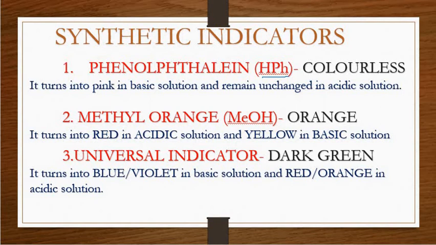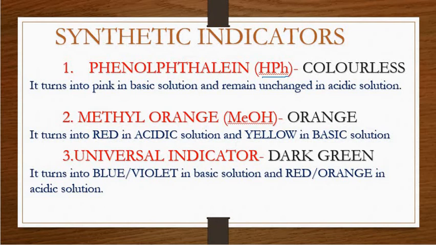Whereas methyl orange is orange in color. Sometimes you will see methyl orange yellow in color also in the laboratory. When methyl orange is put in an acidic solution, it becomes red in color. Whereas when you put methyl orange in a basic solution, it remains yellow or sometimes orange in color.